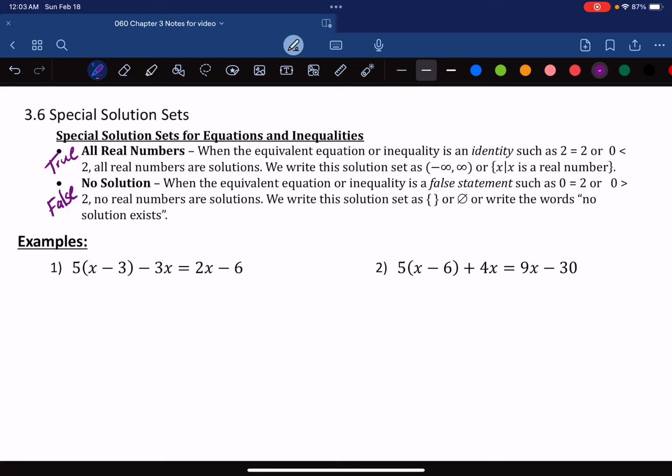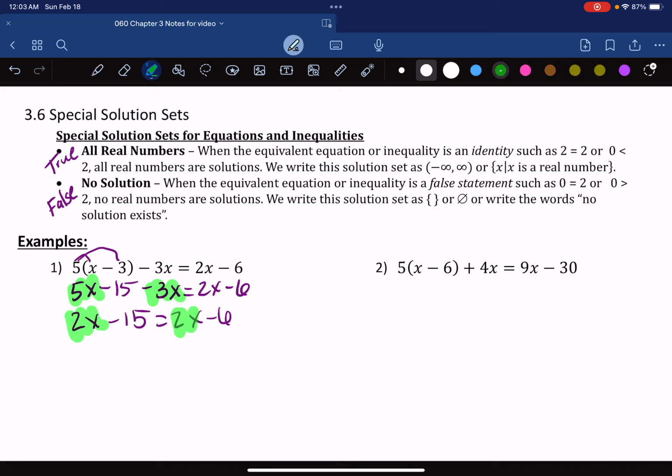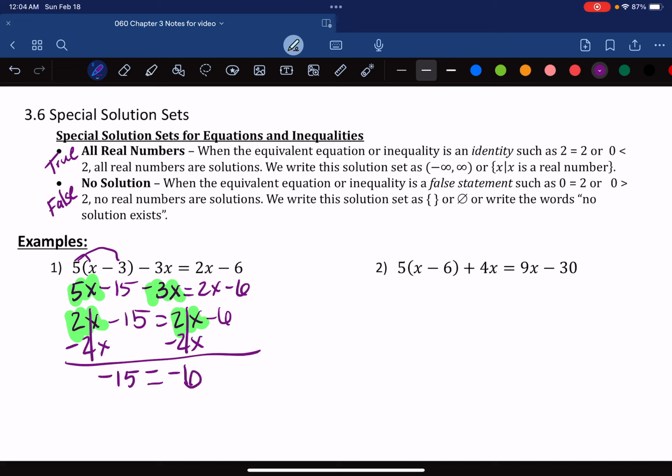Number one, we're going to start with simplifying. Let's do distributive property first. And we're going to go ahead and combine our like terms. And you may notice that there are the variables 2x on both sides. So if we went and subtracted 2x from both sides, they're going to cancel. And we are left with negative 15 equals 6, negative 6.